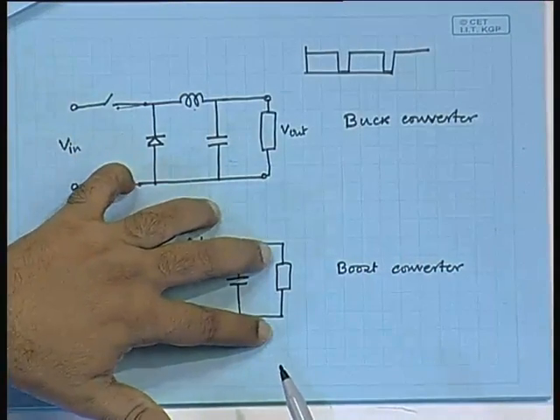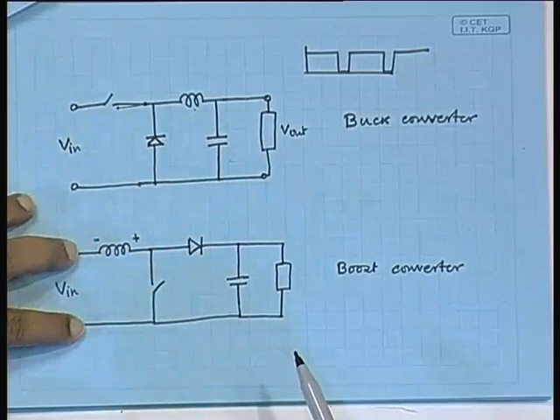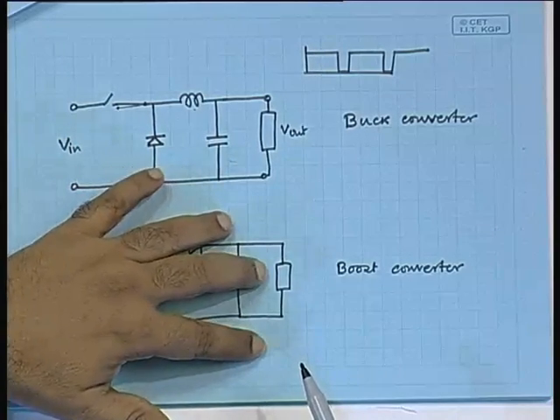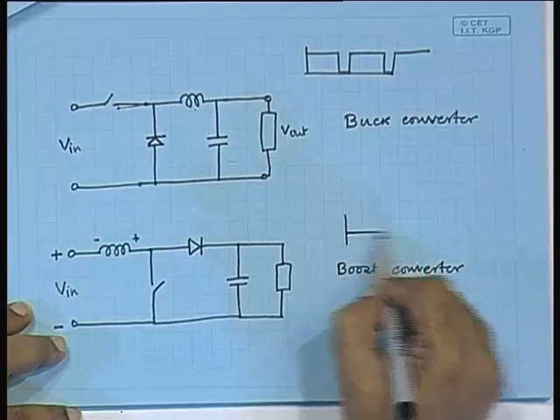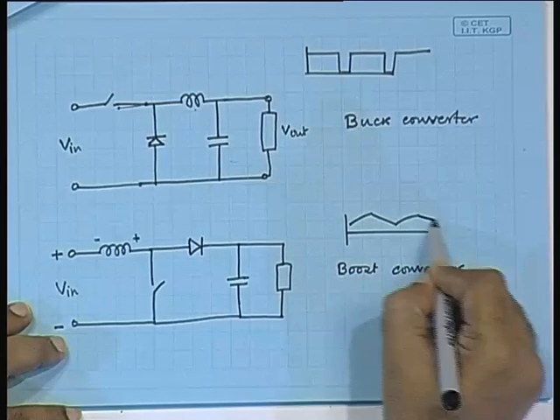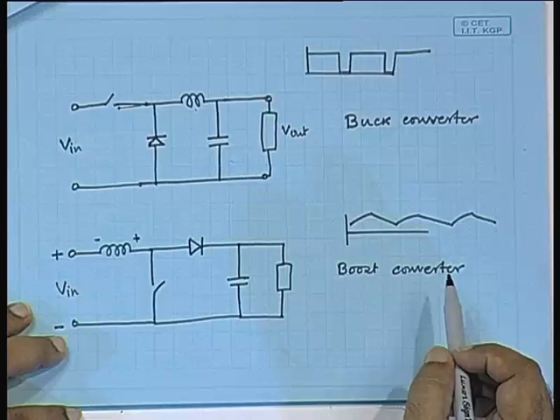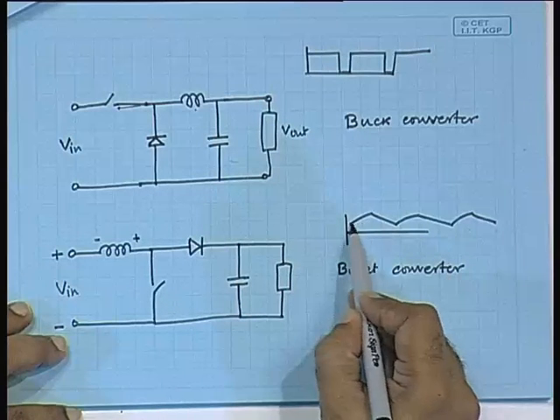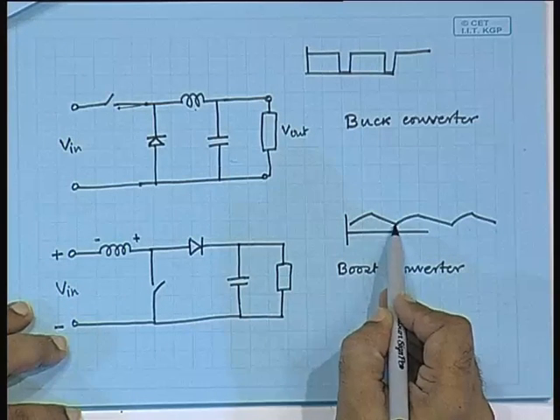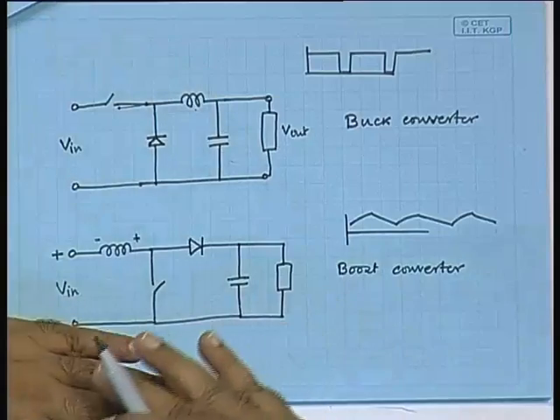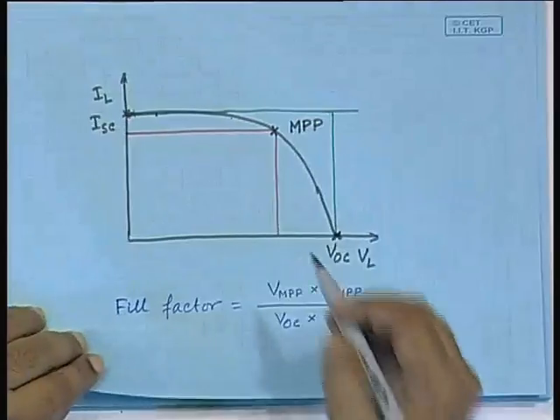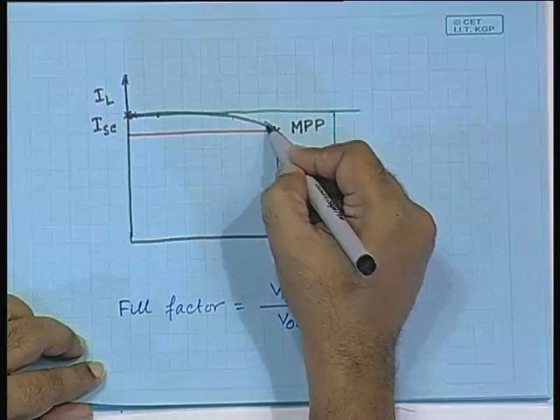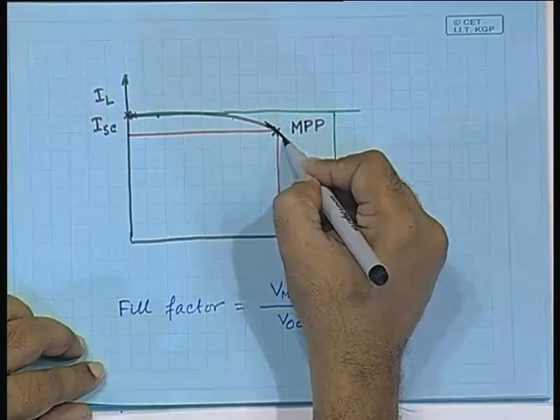While that is not true for the boost converter, because all the time there is a voltage and all the time there is a current flowing. True, the current and the voltage will go like this, because when there is on, the current will go up, when there is off, the current will go down. So, within a band it will go on oscillating, there will be ripple, and that ripple, if it is adjusted to within a very short range of the MPP, then you are fine.